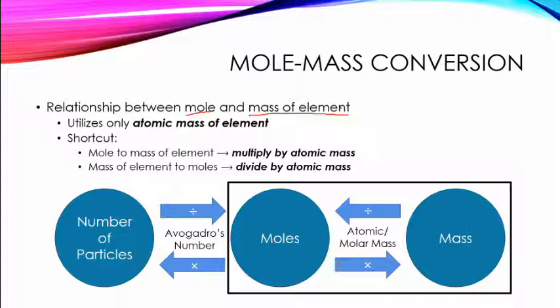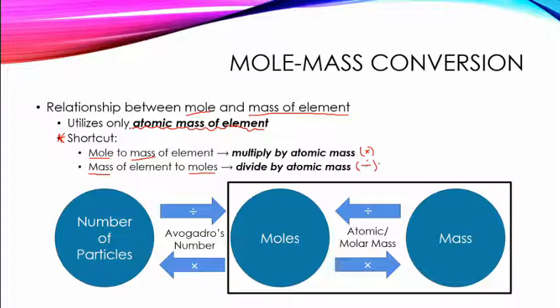It just depends on whether you use the atomic mass off the periodic table or you have to calculate the molar mass first. Similarly to the previous one, we are just using the atomic mass of the element. We're not using Avogadro's number in this case. I've made a shortcut for you again. If you're going from moles to mass, you multiply by the atomic mass. If you're going the opposite direction, mass to moles, you divide by that number.